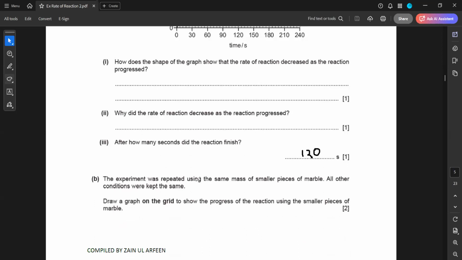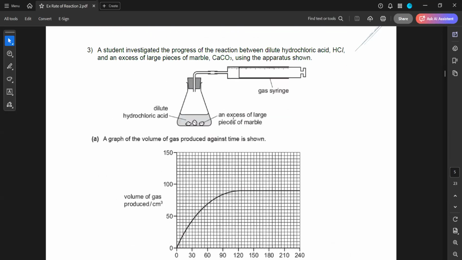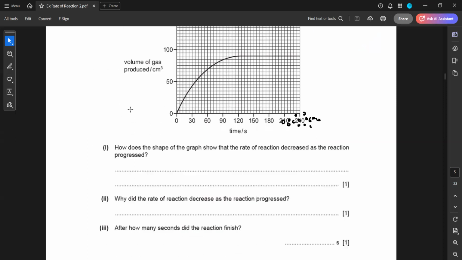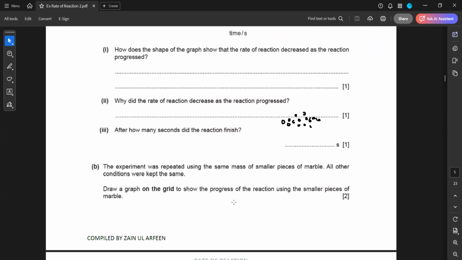The next part: the experiment was repeated using the same mass. Draw a graph for the reaction with smaller pieces of the marble. If I use smaller pieces of the marble, will they have a large surface area or small surface area? Large surface area, sir. More particles exposed, so the rate will be larger, and the slope will be more steep. That's right. It will be steeper, but the final product will be the same.